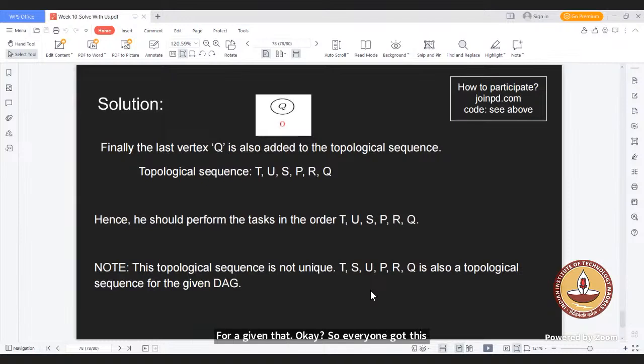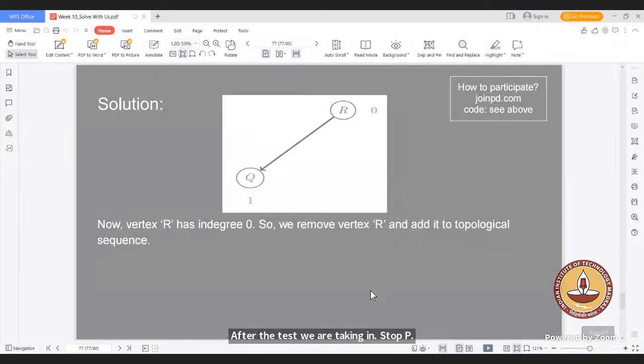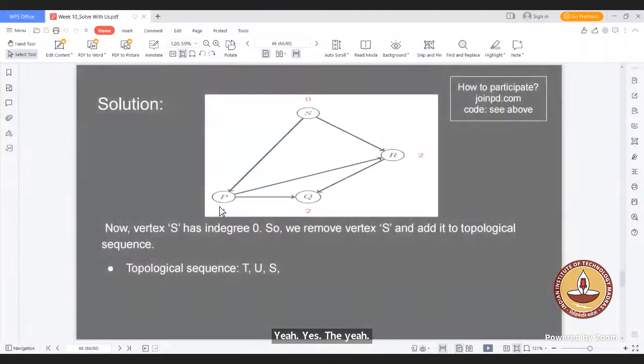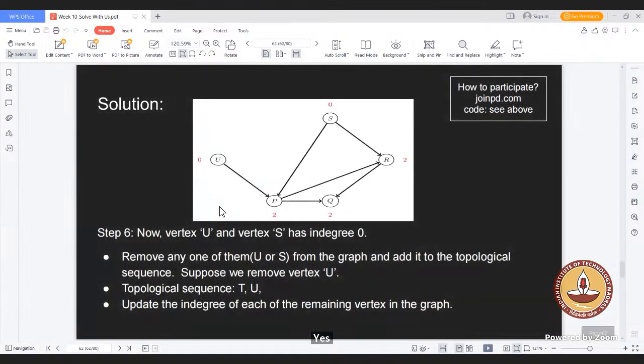Are there any doubts in this question now? After T, why have we taken S in the first one, TU, instead of P? Here, after U, we removed P, but we are taking S in the topological sequence.